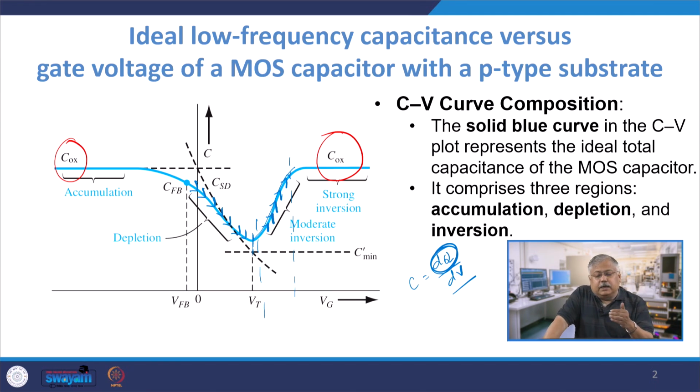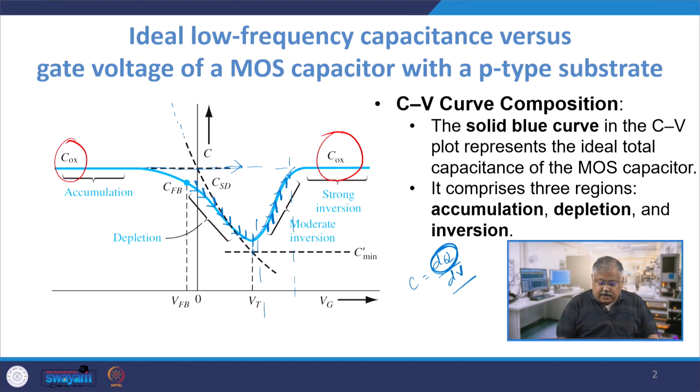Low frequency means the input signal which I am giving to extract the value of capacitance is of low frequency. So, this dotted curve which you see is the extrapolation of the accumulation region, and if you extrapolate it, it should meet with the oxide capacitance in the strong inversion. If you look at this dotted curve here, this is basically your depletion region capacitance extrapolated backwards.